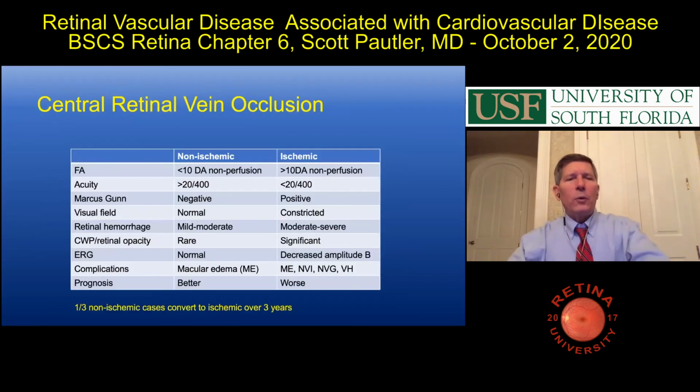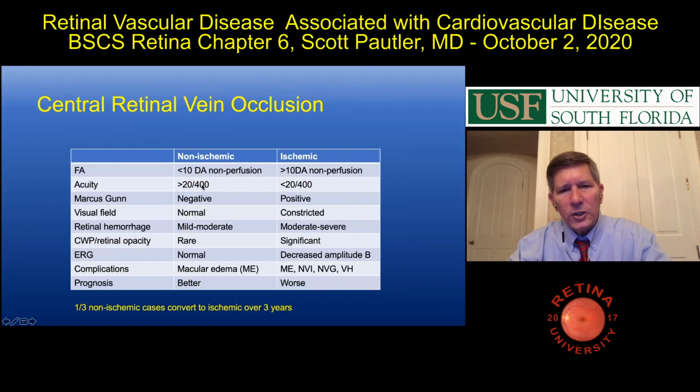Now, when we discuss central retinal vein occlusion, it's important to think of it in terms of is it non-ischemic or is it ischemic? Because the prognosis is significantly different. The single most important factor in determining this is non-perfusion on the fluorescein angiogram. And if it's less than 10 disc areas of non-perfusion, generally it's non-ischemic. If it's greater, it's ischemic.